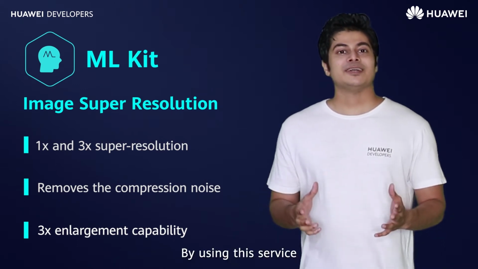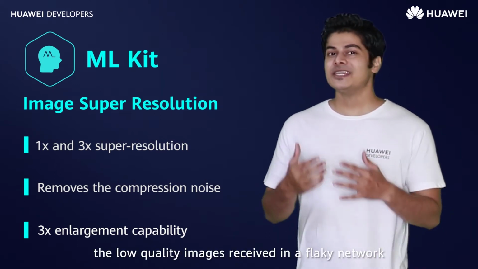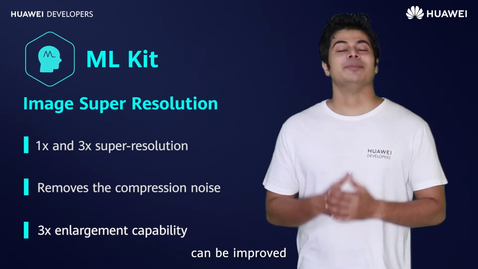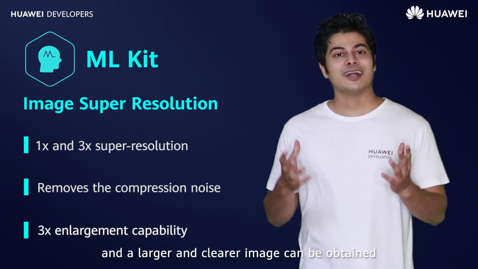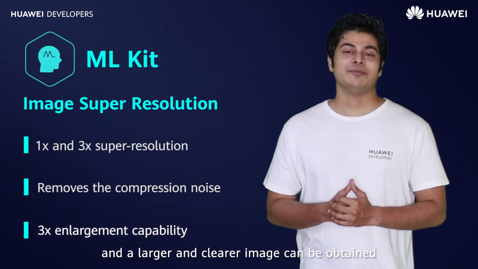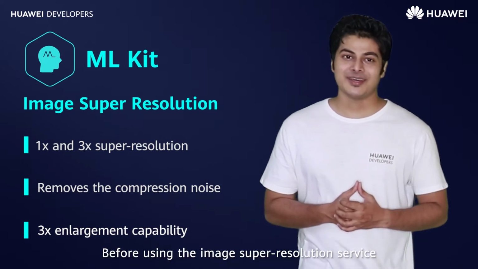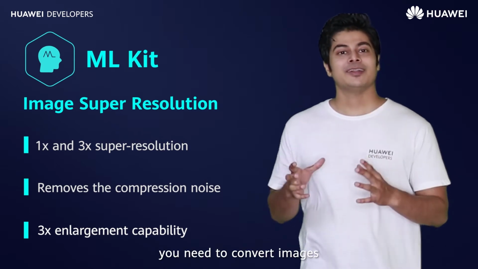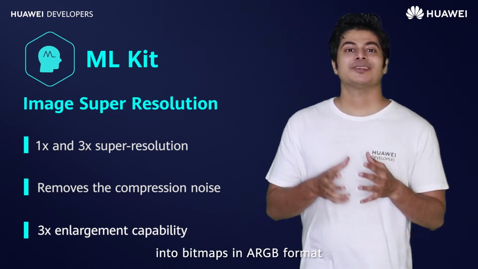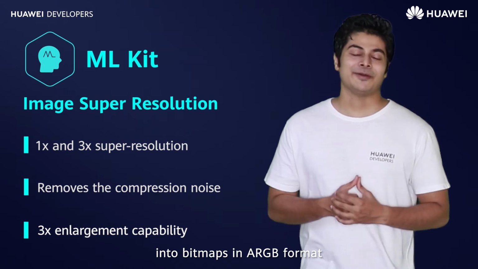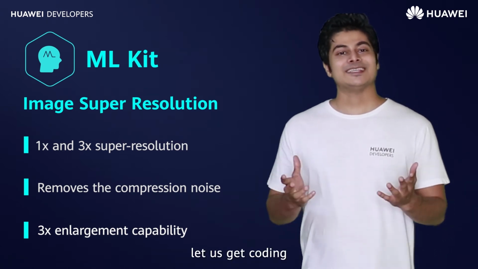By using this service, the low quality images received in a flaky network can be improved and a larger and clearer image can be obtained. Before using the Image Super Resolution service, you need to convert images into bitmaps in ARGB format. Now, let us get coding.